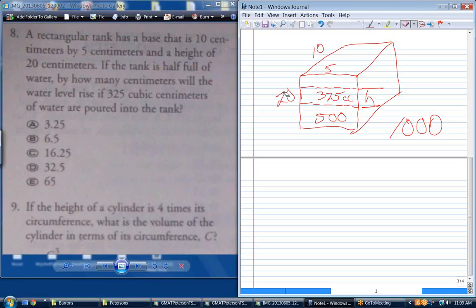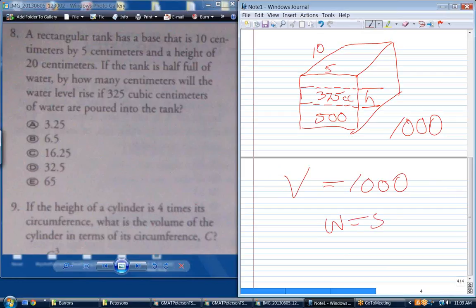Let me give you a hint. If I didn't know this was 20, but I knew that the tank held 1,000, how would I figure out what the height of the tank was? In other words, the volume of a rectangular tank is 1,000, its width is 5, and its length is 10. What's its height? Well, I would say 1,000 divided by 10 divided by 5, which is 20.